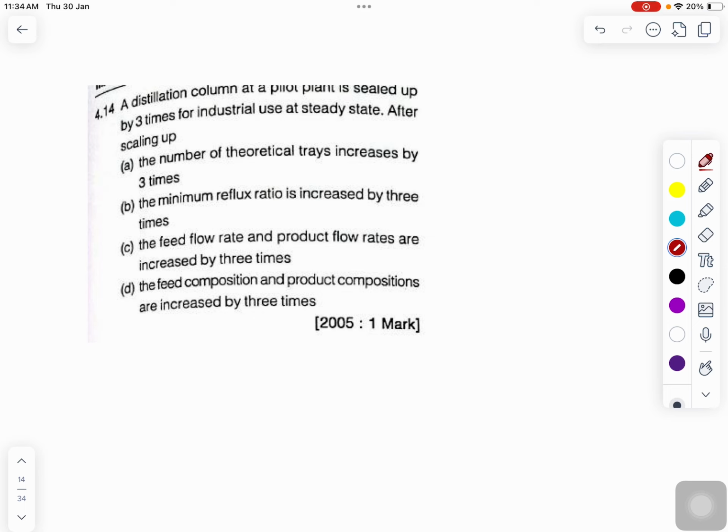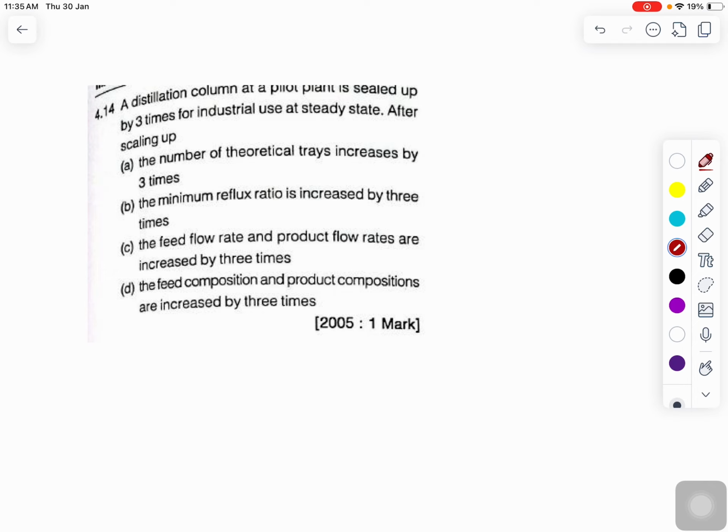Okay, now I'll move towards the next problem of today's discussion. Here you can see that a distillation column at a pilot plant is scaled up by 3 times for industrial use at a steady state. After scaling up, the number of theoretical trays increases by 3 times; the minimum reflux ratio is increased by 3 times; the feed flow rate and the product flow rates are increased by 3 times; the feed composition and product composition are increased by 3 times.